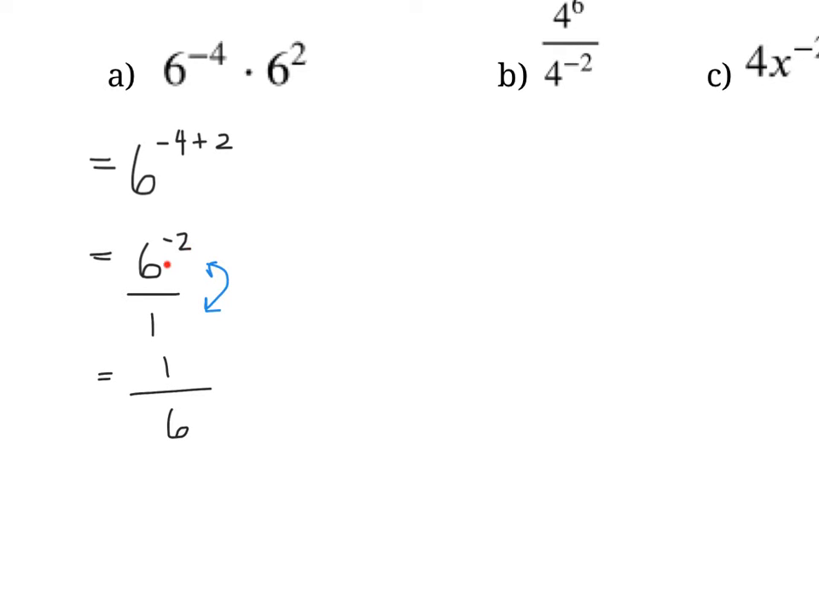Where does the exponent belong? Beside the 6. This -2 belongs to the 6, so now there's going to be a 2 beside the 6, and that is our final answer. Done. Now let's try another one.